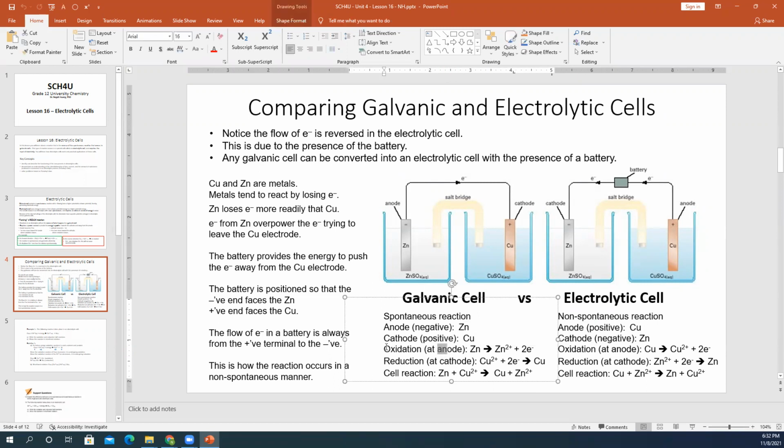Remember, anode oxidation, cathode reduction: an ox, red cat. And that's the case for both electrodes.